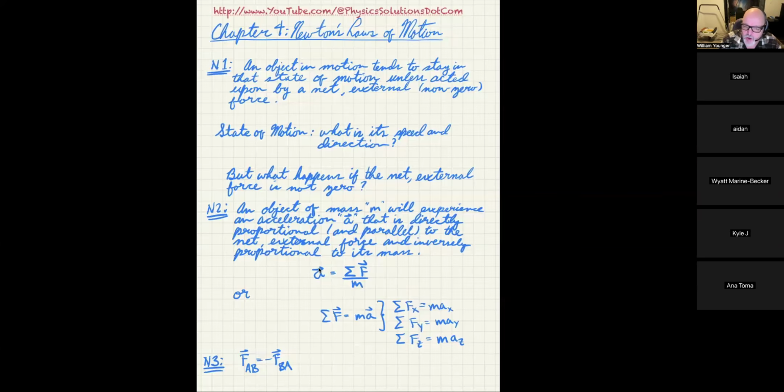Now, you can also solve this for the net external force, in which case you get the summation of forces F is equal to m times a, and that's a vector equation. And generally speaking, if you use x, y, z coordinates, that just means you could break this down into three separate equations. One equation being the summation of all the forces acting in the plus or minus x direction is equal to the mass times the acceleration in the x direction. The summation of forces in the y direction is equal to mass times acceleration in the y direction, and the summation of forces in the z direction is equal to mass times acceleration in the z direction.